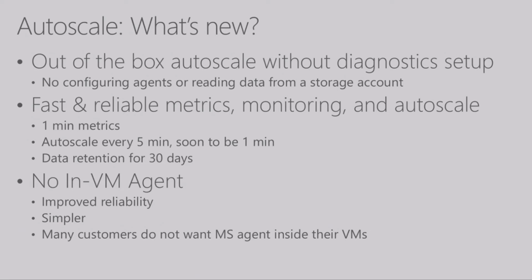Why should you be excited about it? First is that you don't need to configure any of those extensions anymore. It all just works. These metrics come at a smaller time granularity, 1 minute. Someone in the audience asked if it's configurable, and we said yes. You can configure the time granularity. And now metrics are going down to 1 minute. Autoscale is still at 5 minutes, but it will be going down to one minute in the future. So look for that. That's super exciting.